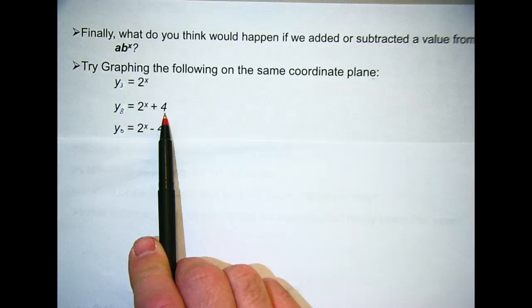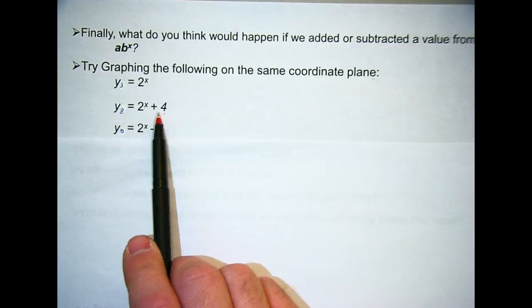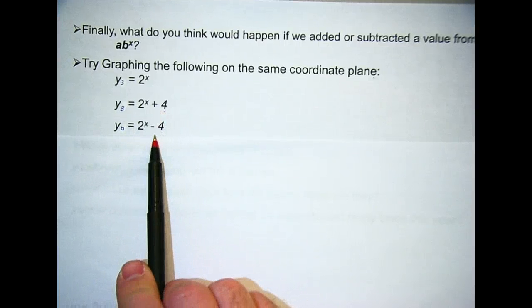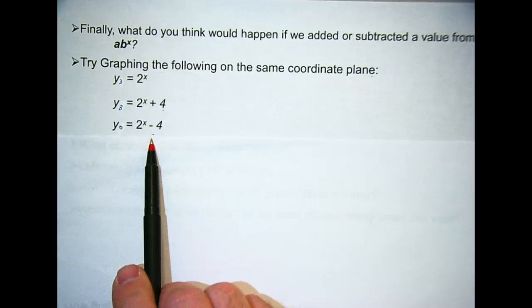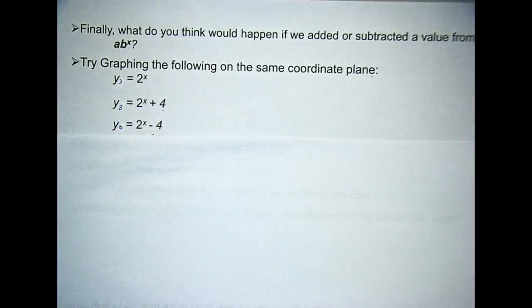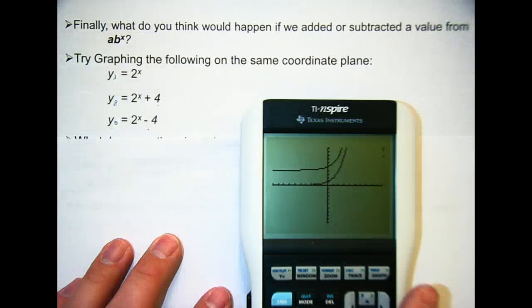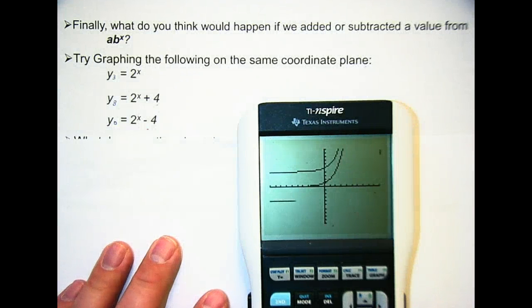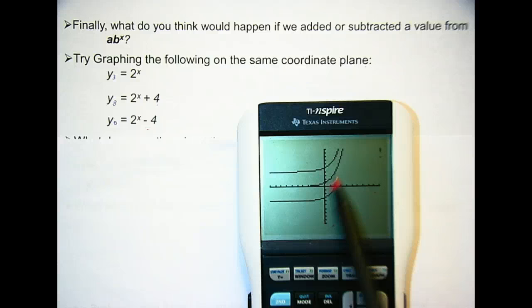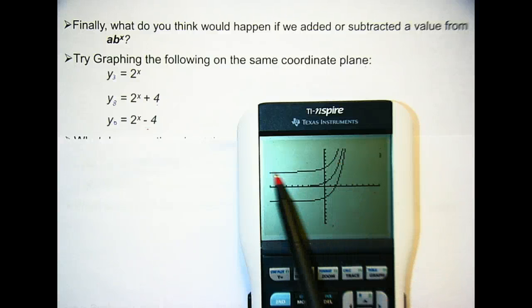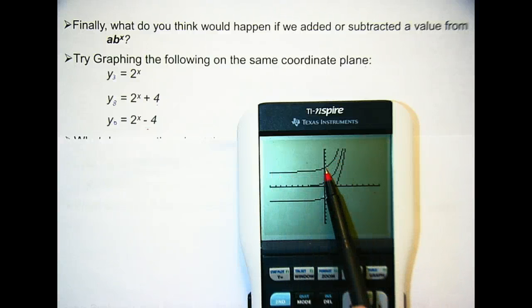This one should go up how far? 4. And this one should go down 4. Okay, so go ahead and verify that real quick. Put them into your calculator, check them out. All right, so we got y equals 2 to the power of x. Y equals 2 to the power of x, all plus 4. And y equals 2 to the power of x, all minus 4.